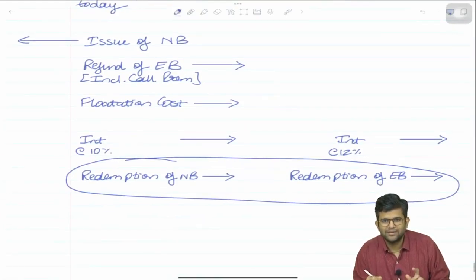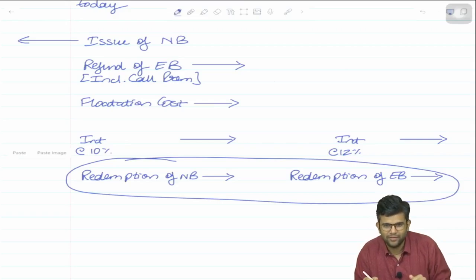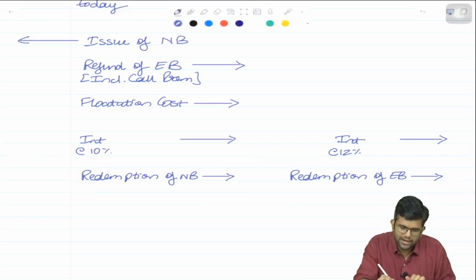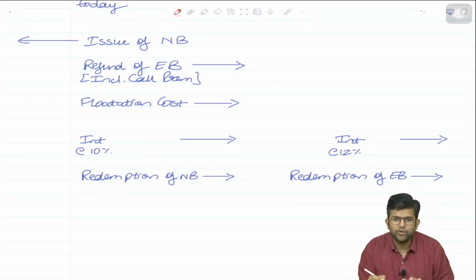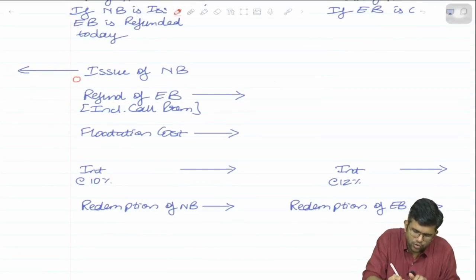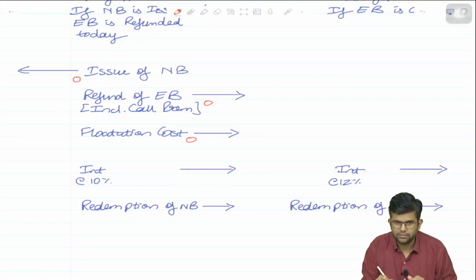Because do you realize story 1 or story 2, my outflow is going to be 300 only. In incremental it will net off. Everyone clear? In incremental it will net off. Great. Right now I am going to put the years: issue of new bond, refund of existing bond, flotation cost.